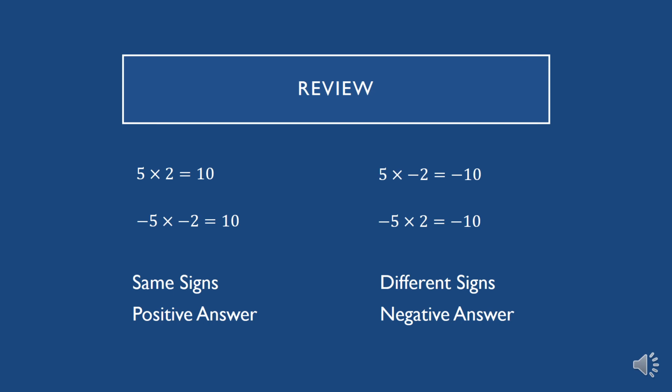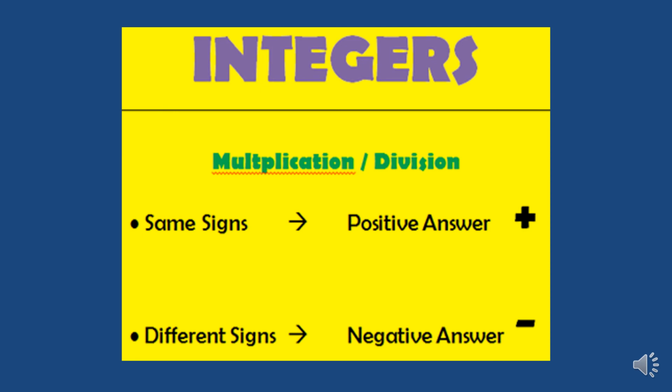Okay, so we can summarize to say that if the things you are multiplying have the same signs, you get a positive answer, and if they have different signs, you have a negative answer. And here's just a summary sheet. So the rules are the same for multiplication and division because they are the reverse of each other. The two numbers have the same signs, you get positive or plus. If the two numbers have different signs, you get negative or minus.